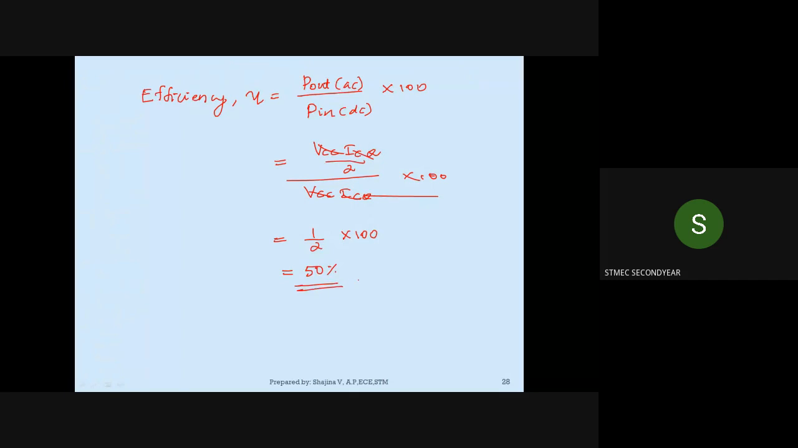This is actually a theoretical case. Practically, efficiency will be around 30% by using a transformer coupled amplifier. Practically efficiency will be 30%. Theoretically, we can say efficiency equal to 50%.